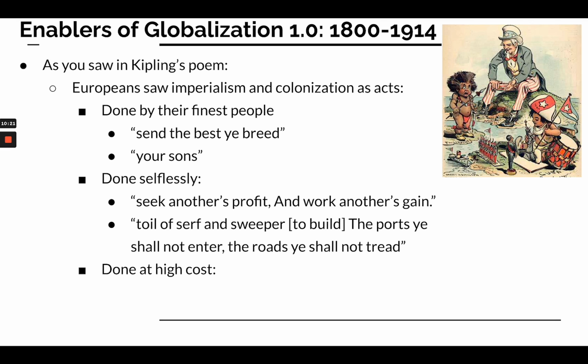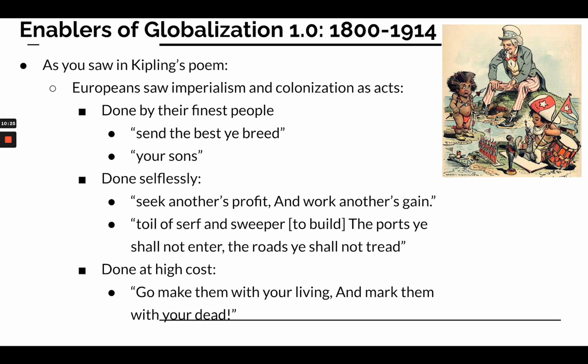And it's not just done selflessly, it's also done at high cost. He says, go make them. And when he says go make them, he's talking about the ports and the roads and the other improvements for the colonized peoples. Go make them with your living and mark them with your dead. So people will go to this mission of civilizing the rest of the world, and they will die along the way, contributing to this noble cause.